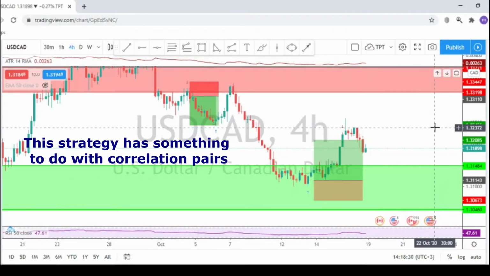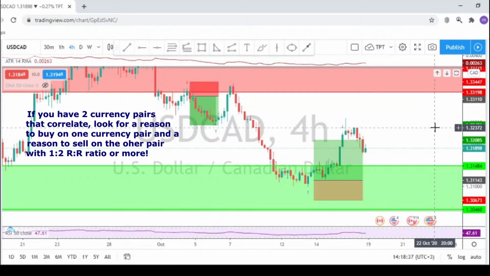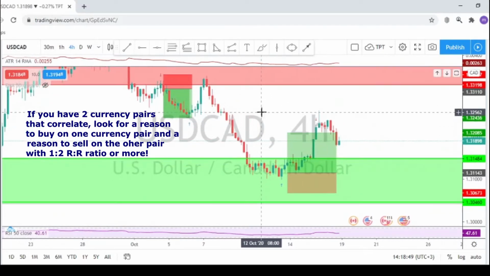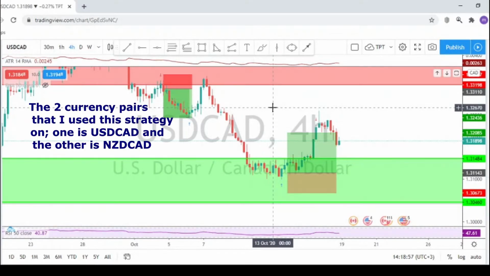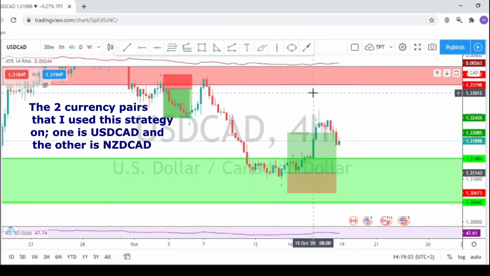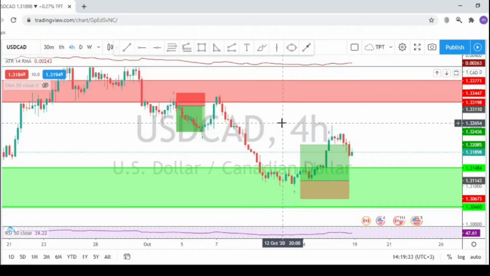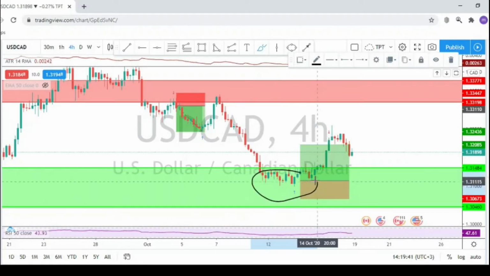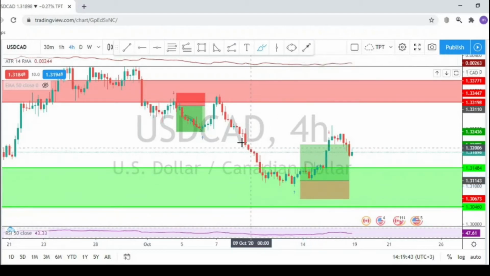This strategy, guys, has something to do with correlation pairs. For example, if you have two pairs that correlate, then you look for a reason to buy on one pair, then look for a reason to sell on the other pair. And the two pairs that I did this strategy on, one is dollar Canadian and the other one is New Zealand dollar. On dollar Canadian, I found a reason to buy this market when it came on this level of support. So what was the reason?